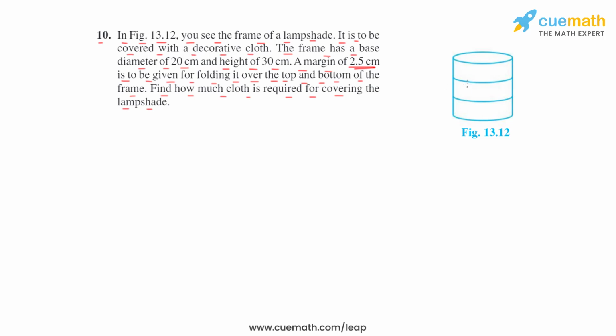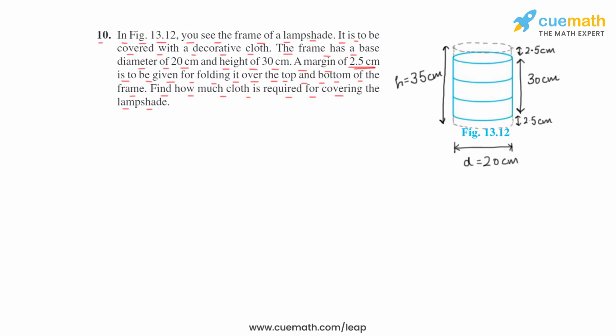So this is the lampshade and it is to be covered with a decorative cloth, and that cloth needs to be folded on the top side and on the bottom side, and 2.5 centimeters of margin is required for that on the top as well as on the bottom. So I'll show you, this is the 2.5 extra on the bottom, this is 2.5 extra on the top, that is the margins. 30 centimeters was the height of the lampshade, so the total height of the cloth will be 2.5 plus 2.5, that is 5, plus 30, so 35, and the diameter is 20 centimeters.